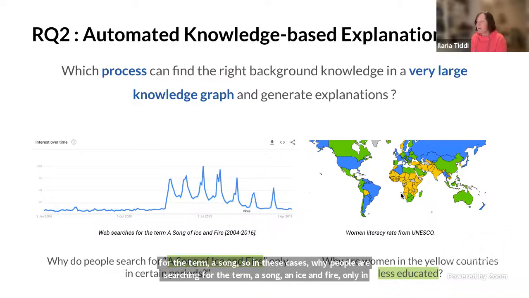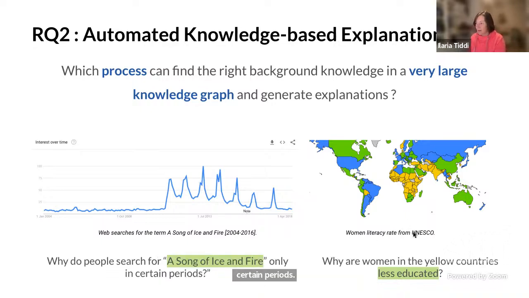Or maybe we try to explain statistical data, for example, from UNESCO. In this case, we have countries that are grouped according to the female literacy rate. And then you try to explain, okay, why is it that certain countries have a certain characteristic in common?